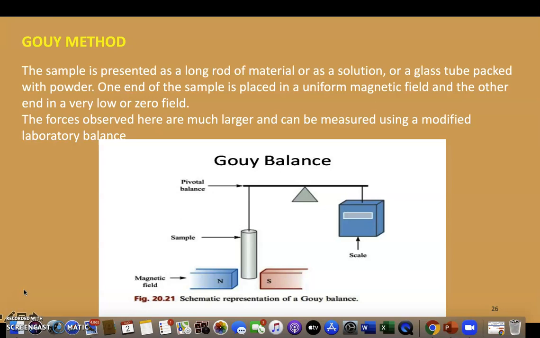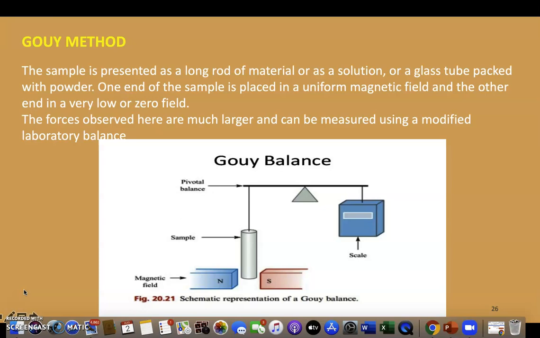In the Gouy method we use the Gouy balance. Generally a balance contains two pans. Here we consider the right side pan is empty and we will use the left side pan. It contains a sample holder of some length and diameter. The sample holder is made up of Pyrex glass, and it is hung from the left side. Then apply the magnetic field at the bottom, so that the sample holder experiences the magnetic field.